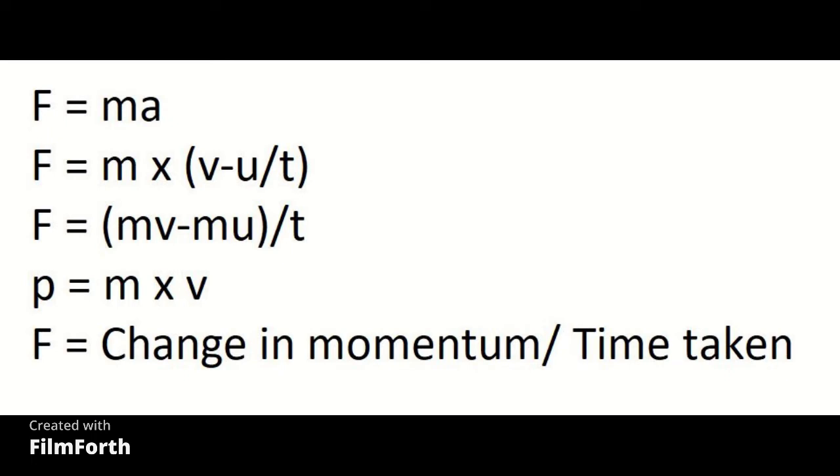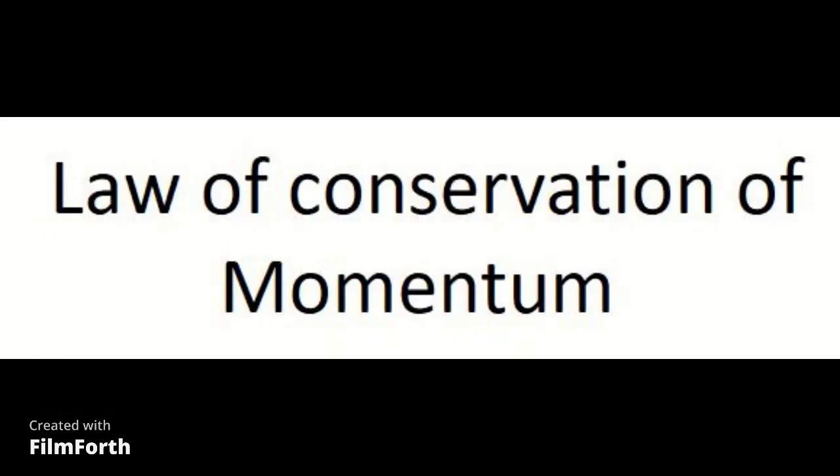Now momentum is mass times velocity. So mv minus mu can be written as change in momentum. So we can also write force as change in momentum by time. This is the reason why Newton's second law is also called the law of conservation of momentum.